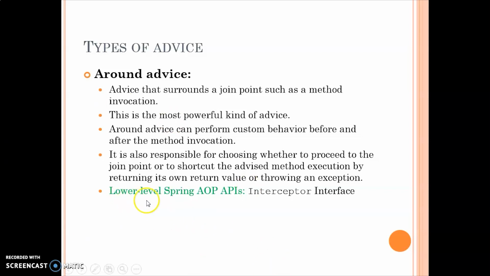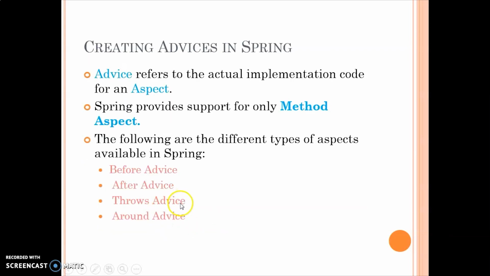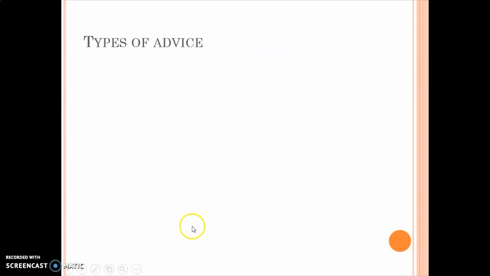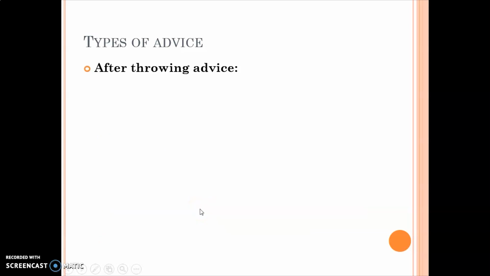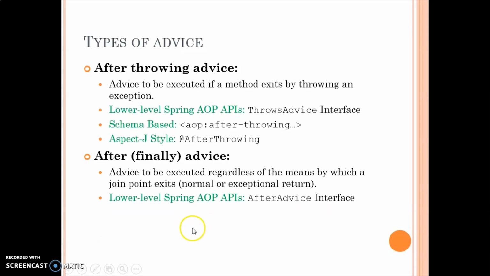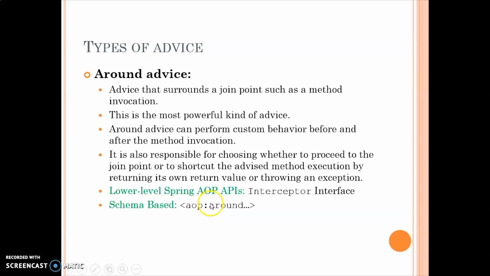As I said earlier, for lower level Spring AOP APIs, you have the interceptor interface. For schema based, you have a tag called the around tag which you can use. Okay, and for AspectJ implementation, you have the around annotation. Okay, so these are the various implementations of the different advices as we have seen earlier. That is before advice, after advice, throws advice, and around advice, wherein we saw before advice, after returning advice, then after throwing advice, after finally advice, and around advice. So that is it for today.